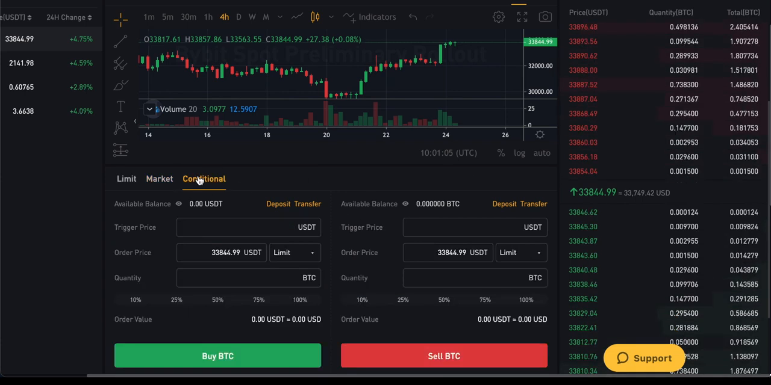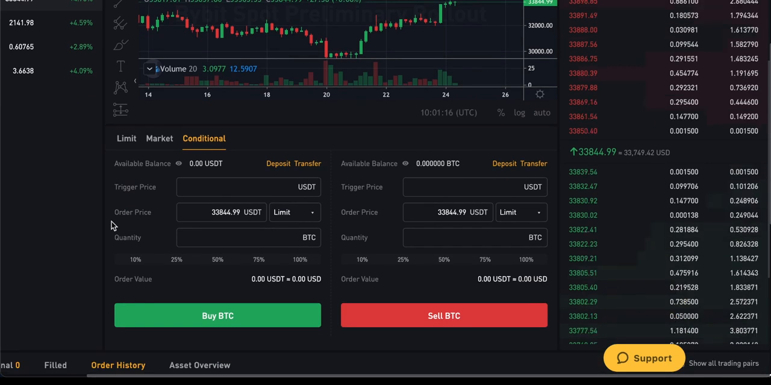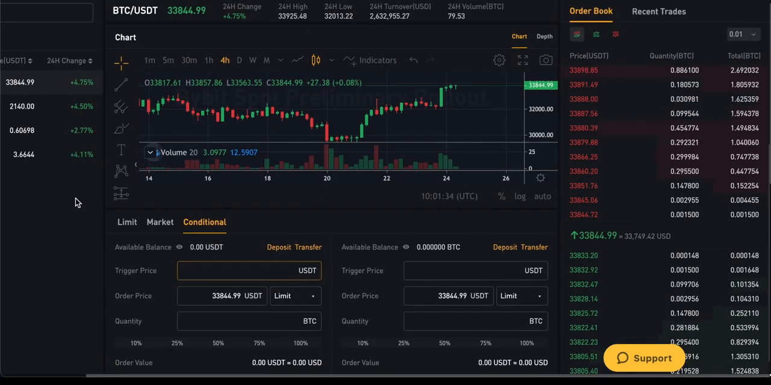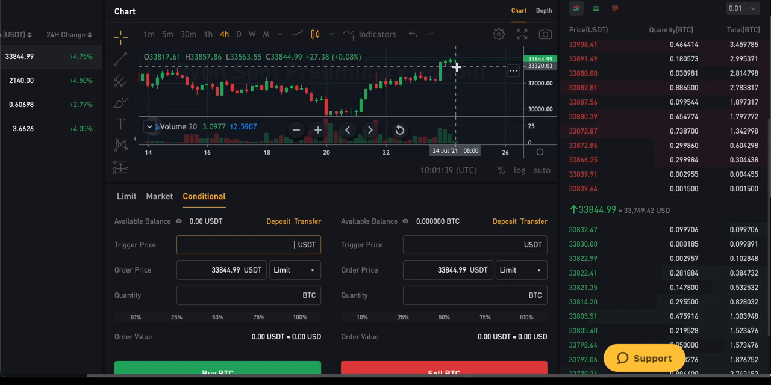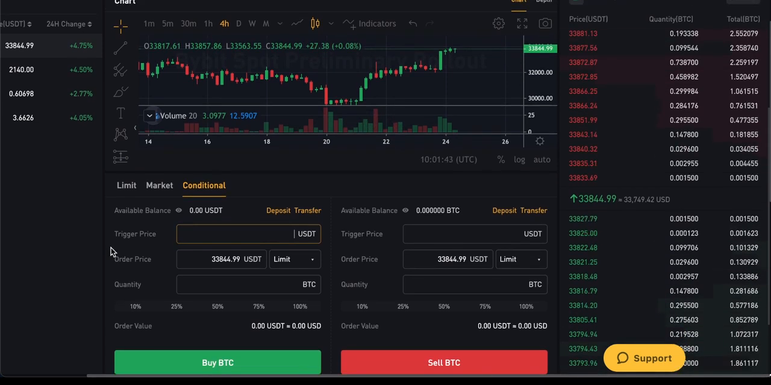Conditional orders are sometimes called stop limit orders on other exchanges or other trading platforms. This is where you actually tell the system that you want to wait for a certain price before entering a limit order. There are various reasons why you'd want to do this, but let's say that I want to buy a breakout in Bitcoin. So I can see that the price is moving up, but I don't want to buy right now. I want to wait for a breakout and then enter a limit order. So what you can do is, let's say 34,000 like this.